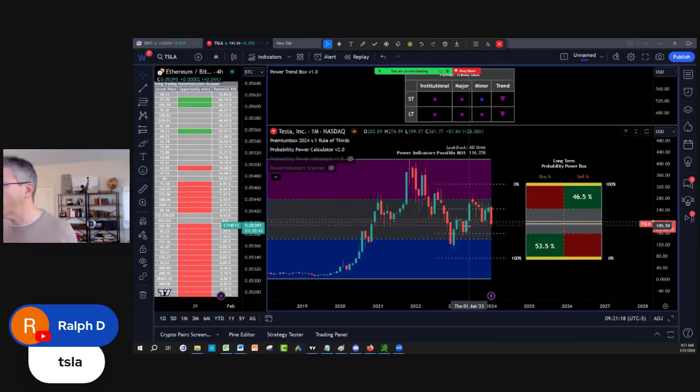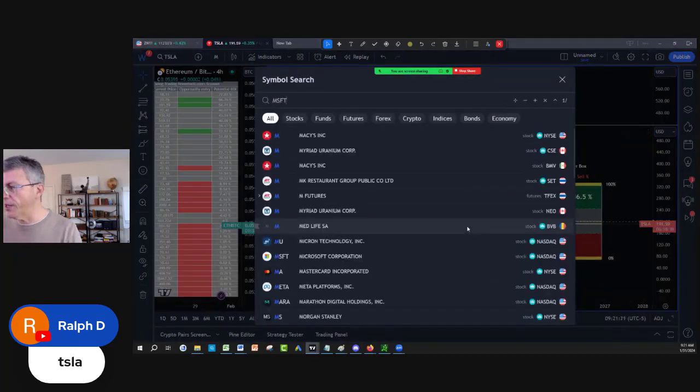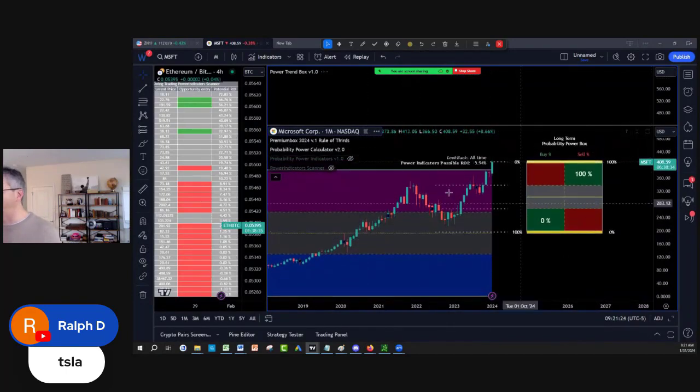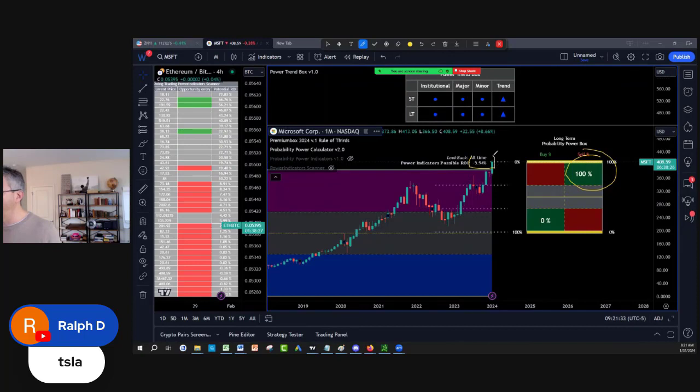Microsoft price prediction, because after the earnings yesterday. So same idea, we are overbought on Microsoft. As a matter of fact, we are approaching the 500, 400. It says 100% chance that we might pull back. There's a minus 5% on the return on investment.